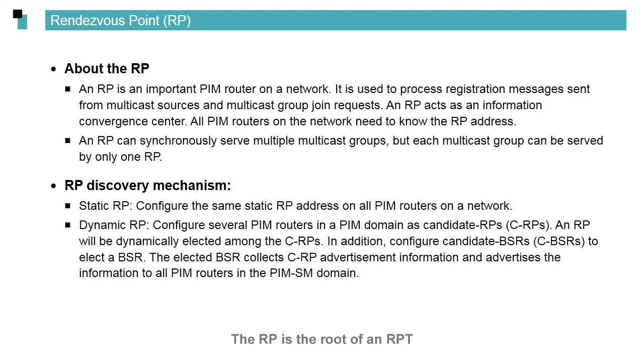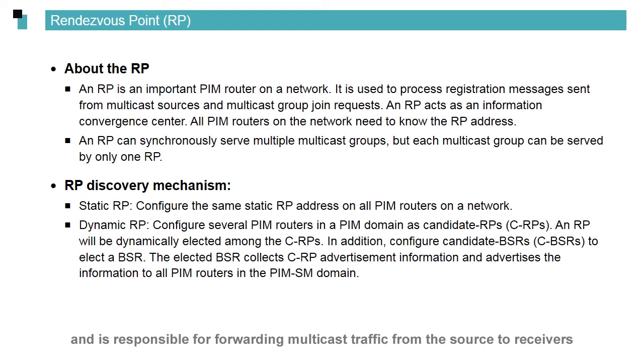The RP is the root of an RPT and is responsible for forwarding multicast traffic from the source to receivers. In PIM-SM, the traffic sent from a source goes to the RP, which then forwards the traffic along the RPT to downstream devices. If a branch needs the traffic, the multicast router on that branch sends a PIM join packet towards the RP, requesting to be added to the RPT.